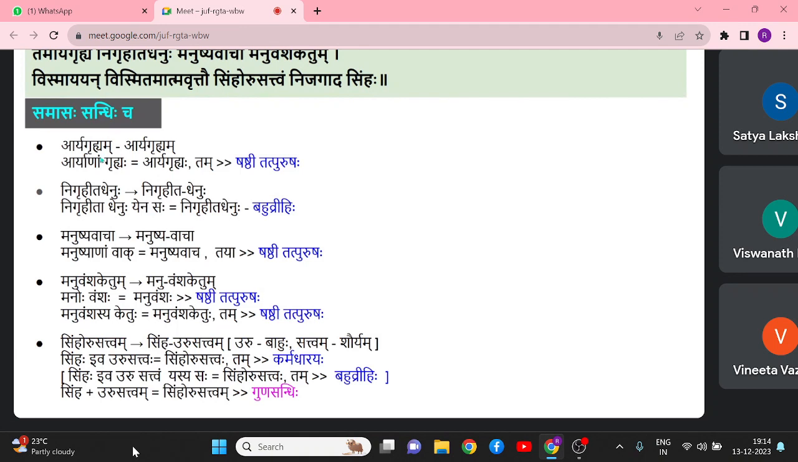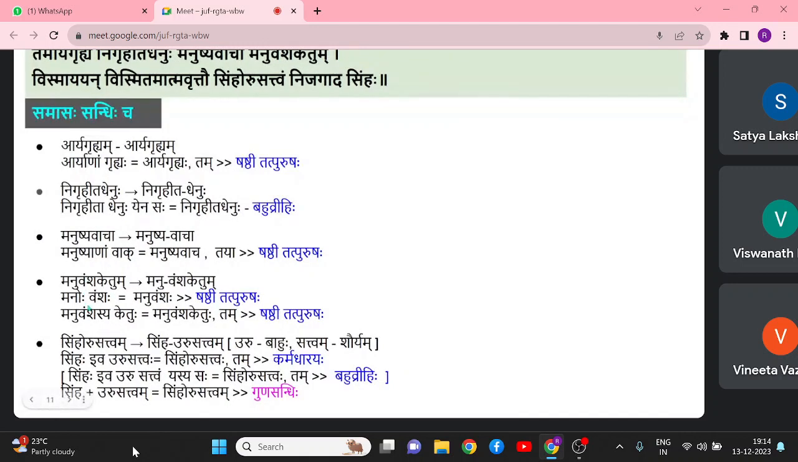Arya Grahyam, Aryanam Grahyam, Arya Grahyaha Tam. That means one who takes, Arya is noble people, one who takes the sides of those people. That is describing Dilipa. Nigrahita Denuhu, this is describing Simha, which has seized the cow. And Manushya Vacha, with the human voice.